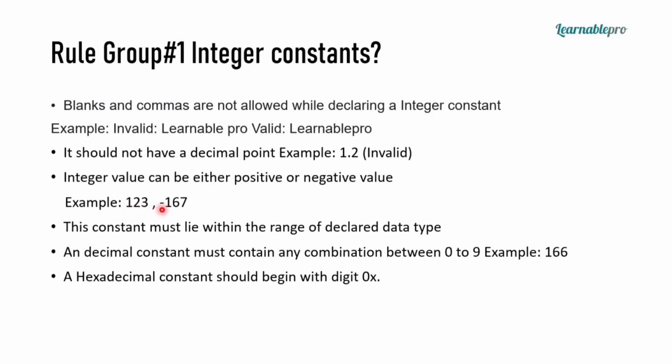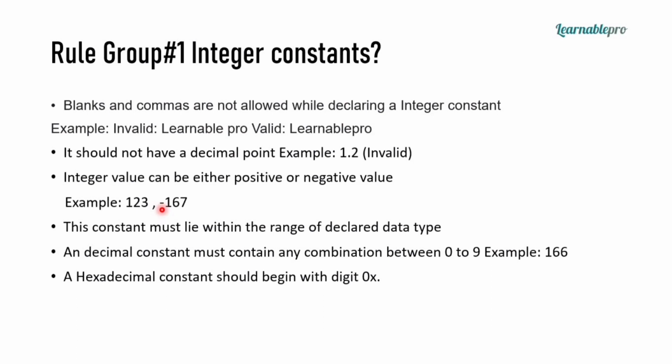Now the fourth rule of integer constants is that the constant must lie within the range of the declared data type. Let's consider we are declaring a constant as int a equals 1. The 1, which is a constant, should be in the range of the integer data type. It should not breach the range of the integer data type. This is the most important rule in declaring integer constants.